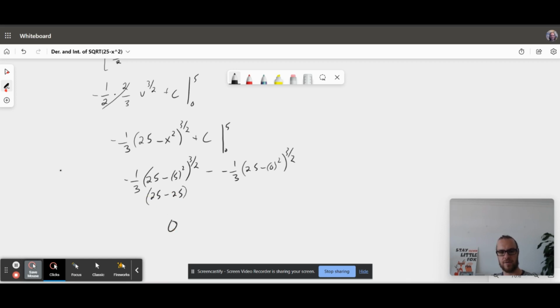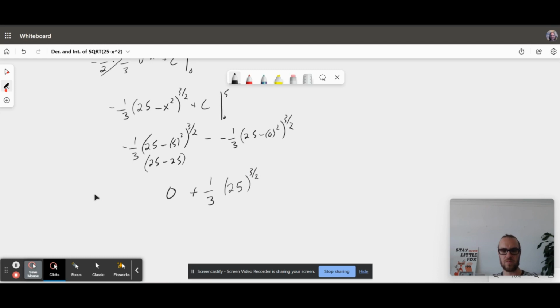So we're going to get 0 plus, because negative times a negative, 1/3, the 0 squared effectively disappears. So we just have 25 to the 3/2, which then means that I've got 1/3 times 25 to the 3/2, which is really 125 over 3. Okay? So that would be our final answer.